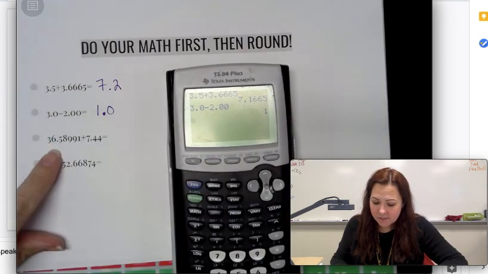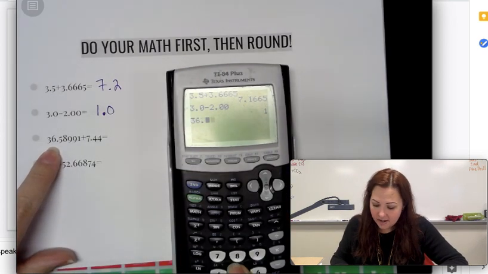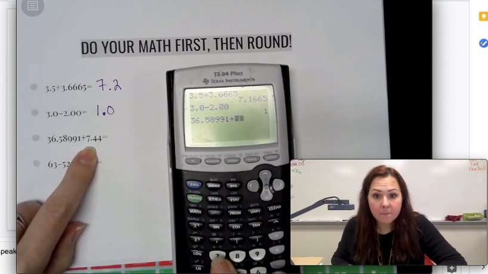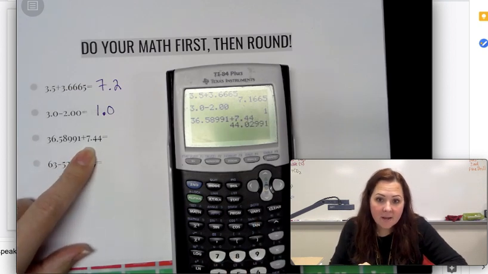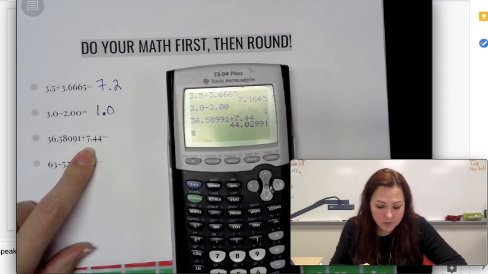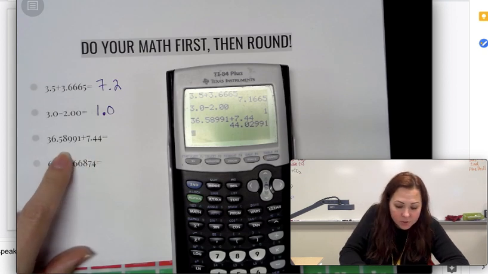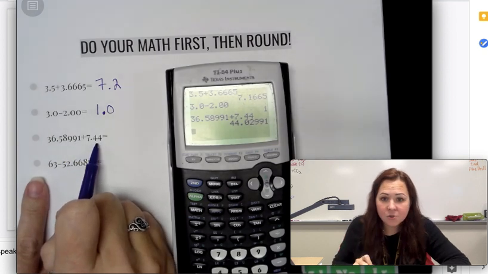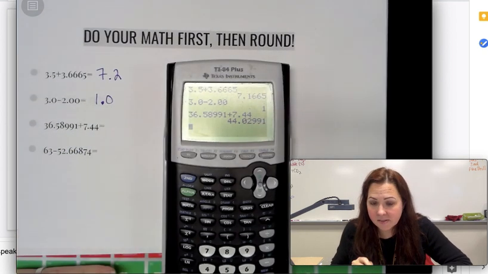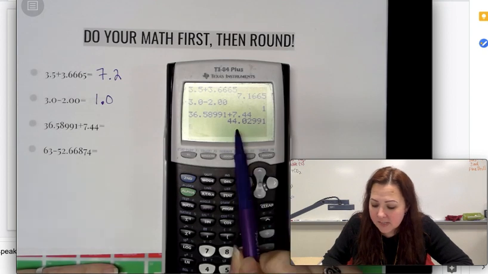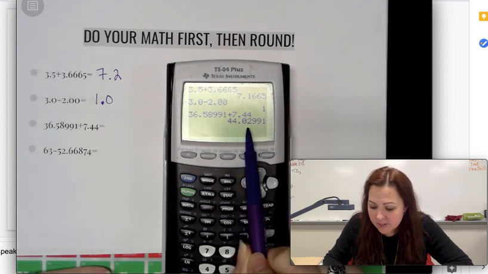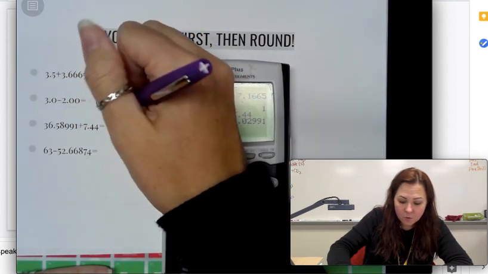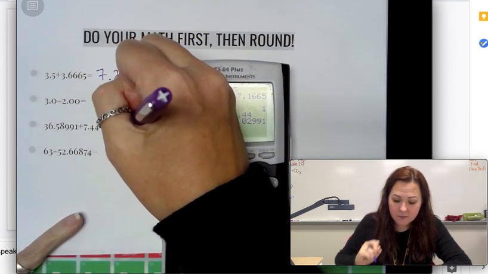This one says 36.58991 plus 7.44. My calculator says 44.02991. This number has 1, 2, 3, 4, 5 decimal places. That one has 2. My answer can only have 2 decimal places. So I have 44.02. The 9 makes the 2 go up. So my answer here is 44.03.